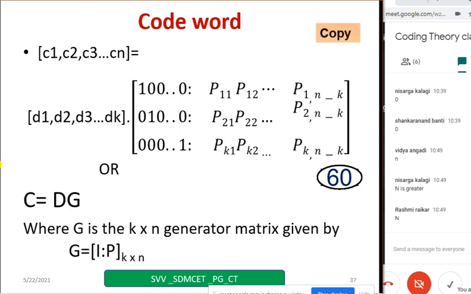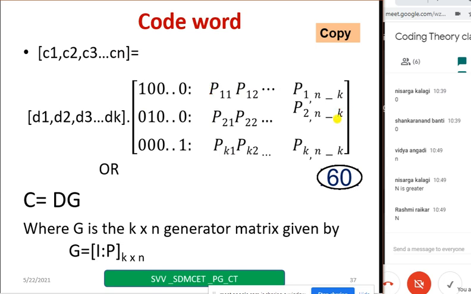Now, how can we find a code word? Once I know the parity matrix, the identity matrix can be written. So this will become G: the identity matrix followed by the parity matrix will become G. If I multiply D into G, I'll get a code word. So please remember C equal to D into G. This I want you to note down. With a numerical example we are going to discuss later.